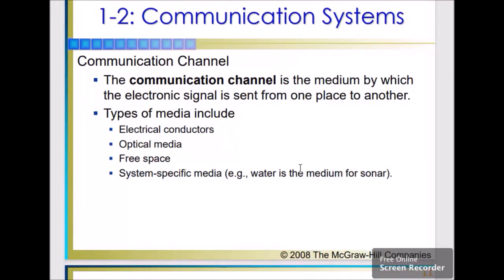Okay, now we have the communication channel. So the communication channel is the medium by which electronic signal is sent from one place to another. Okay? Yung channel, siya yung medium, siya yung dinadaanan. Okay? So, ayun, maraming medium pwede na electrical conductors, yung mga wires, pwede din yun. Optical media, fiber optics, pwede. Free space, pwede din naman, wireless, free space lang. Pwede ding system-specific media. Okay? Minsan, pwede din namang water. Pwede maging medium yung water. Okay, that is for sonar.